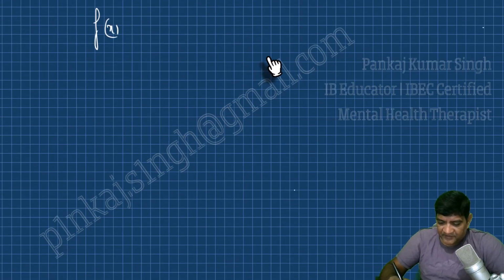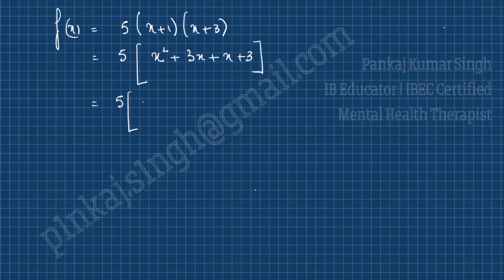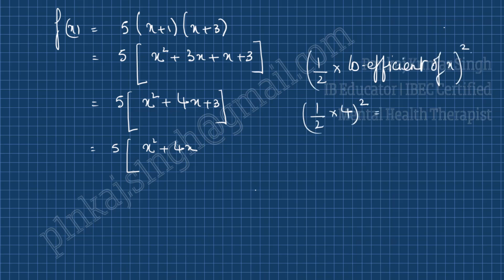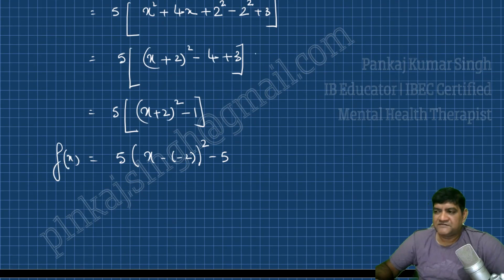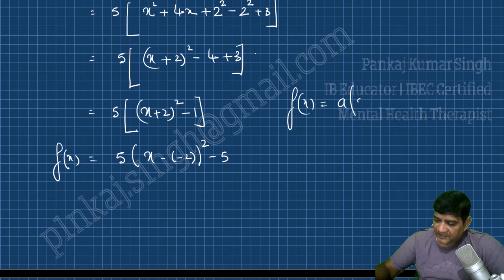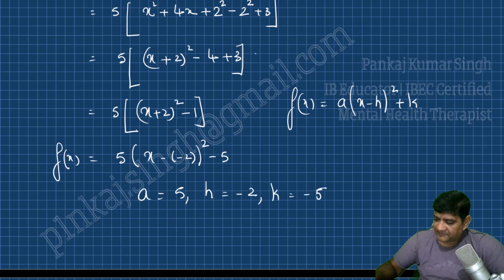So what I have is f of x as equal to 5 times x plus 1 into x plus 3. So I've successfully converted that to the vertex form. If I'm comparing this with the vertex form, I would have f of x as equal to a times x minus h, the whole square, plus k. So by comparison, I can say that the a value is 5, and the h value is -2, and then the k value is -5.